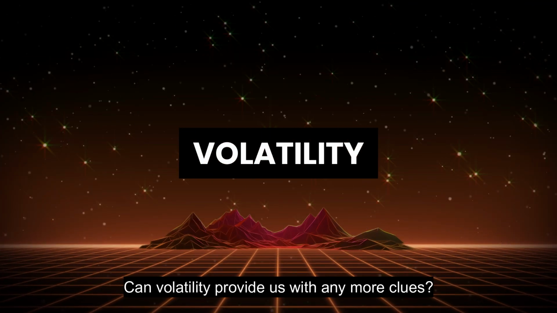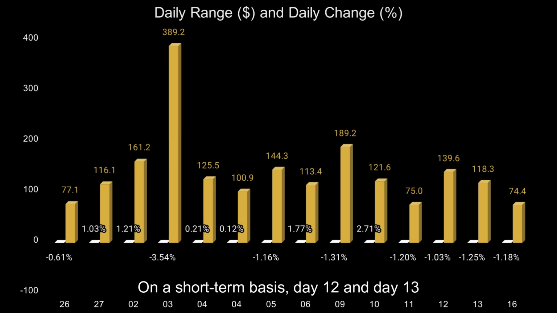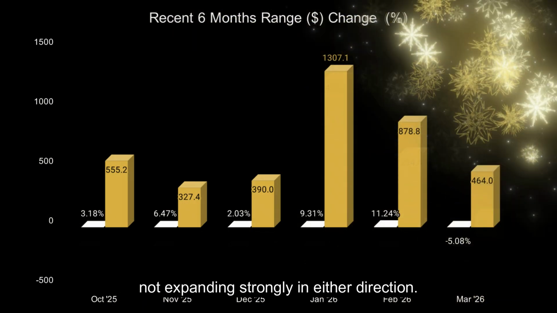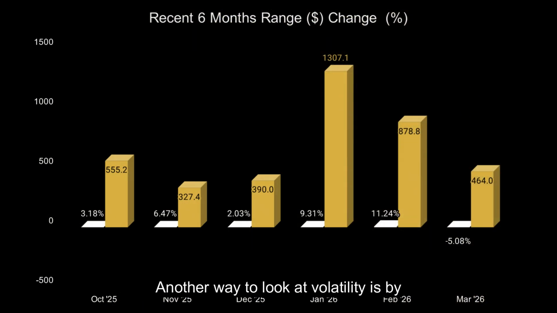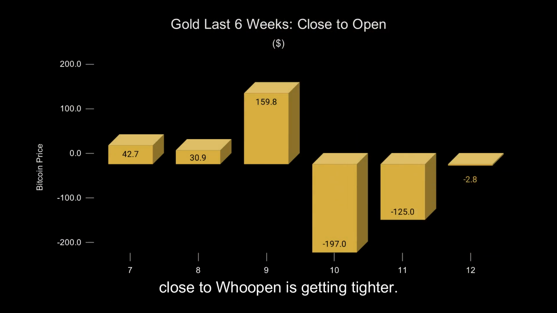Volatility. Can volatility provide us with any more clues? On a short-term basis, day 12 and day 13 showed us declining ranges. It's still too early to know the range for this week, week 12. The last 2 weeks and last 2 months are showing declining ranges, indicating compression. Right now, the data suggests the market is not expanding strongly in either direction. Another way to look at volatility is by measuring the close to open. For gold, the weekly is telling us that the close to open is getting tighter.